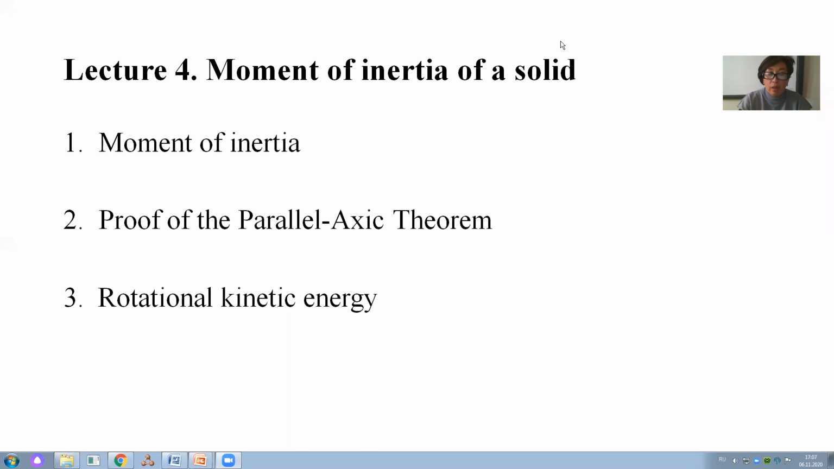Lecture number 4, moment of inertia of a solid. We have three questions: the first question, moment of inertia; the second question, proof of the parallel axis theorem; and the third question, rotational kinetic energy.